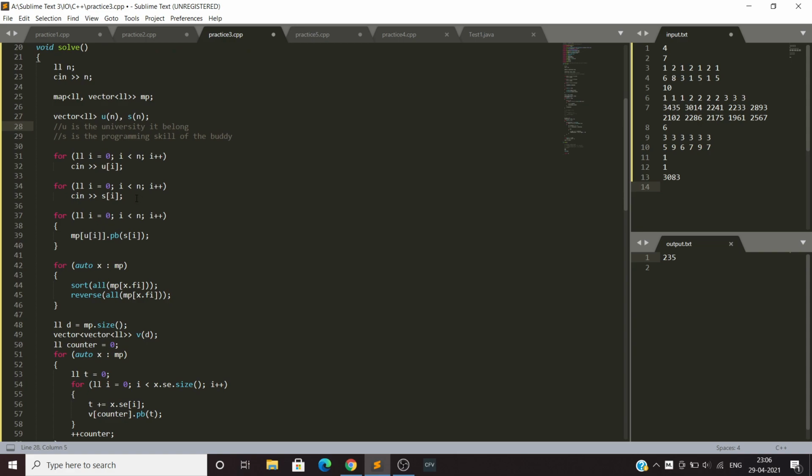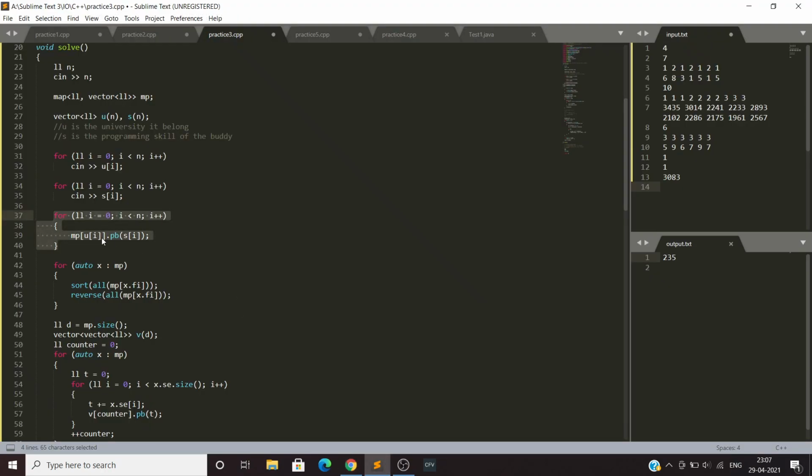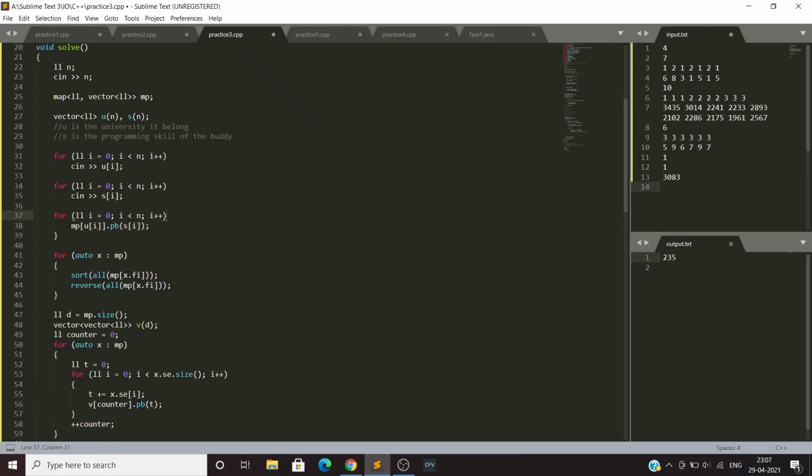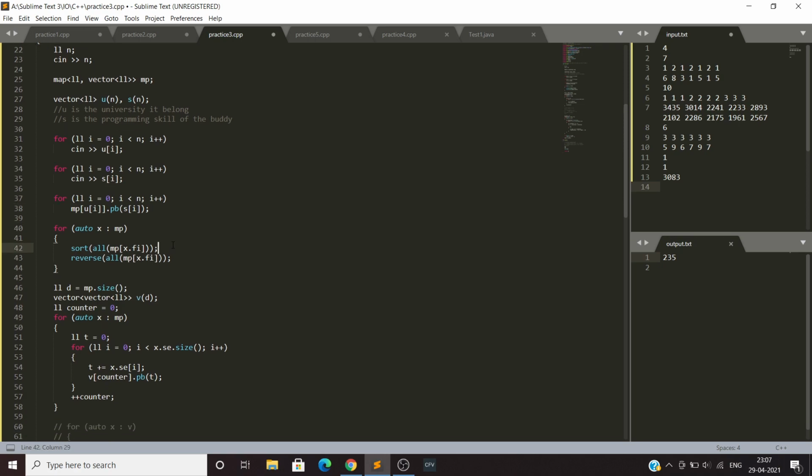So after taking the inputs, we are just putting them in a map of vectors. As we don't know which programming skill belongs to which university, we are using a map to store that. After that, we are sorting all the values in a particular university.